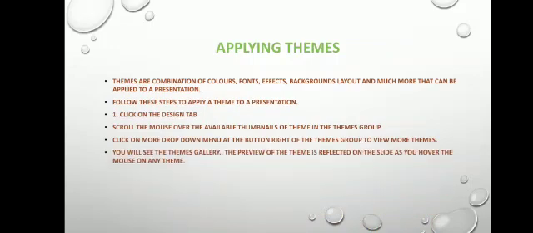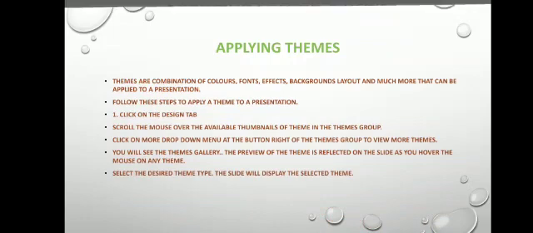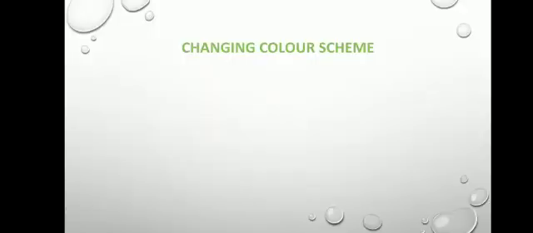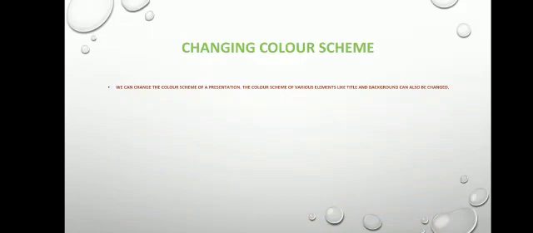You will see the themes gallery. The preview of the theme is reflected on the slide as you hover the mouse on any theme. Select the desired theme type. The slide will display the selected theme. Next is changing the color scheme. We can change the color scheme of a presentation. The color scheme of various elements like title and background can also be changed.